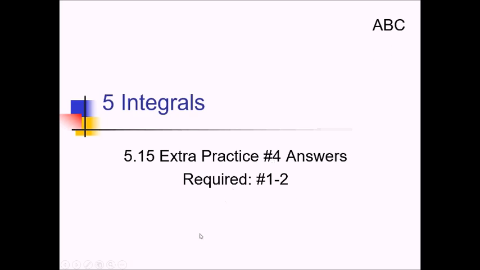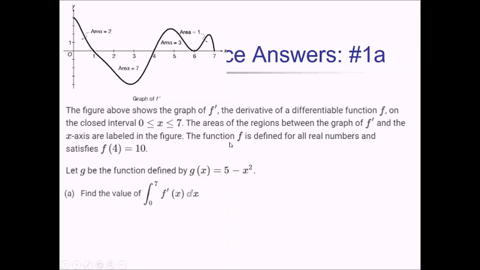with definite integrals. For this free response problem, we are given the graph of f prime, and they even gave us some areas under the curve, which was kind of nice. This is only defined on 0 to 7, and we're told that f, the original function, is defined for all real numbers and satisfies f of 4 equals 10. Also, we have this random g function that equals 5 minus x squared.